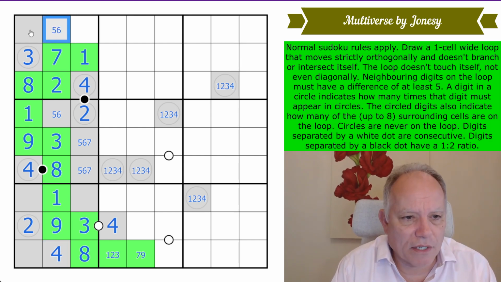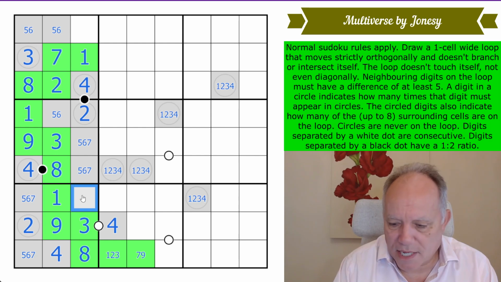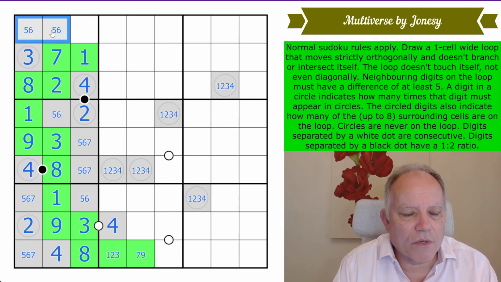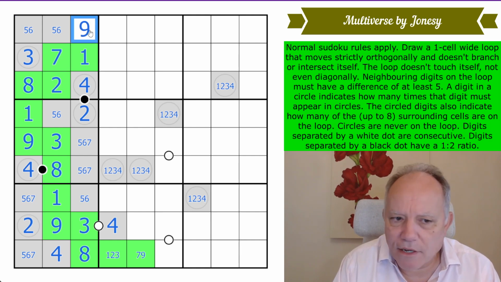In the first column, we have 5, 6, and 7 to place. And that has given us a 5 or 6 pair in those cells. So that's 9. I don't know if it's on the loop yet. Doesn't have to be, just because it could be.